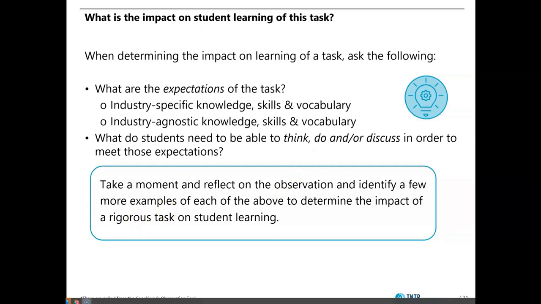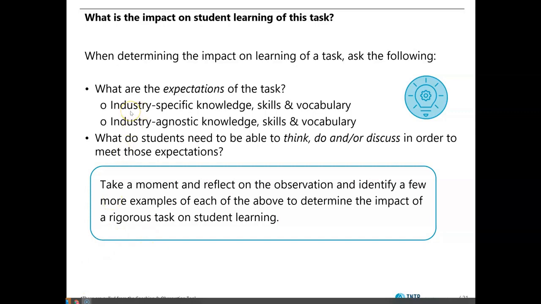So please take a moment now and reflect on the observation and your notes, and identify a few more examples of each of the above to determine the impact of a rigorous task on student learning.